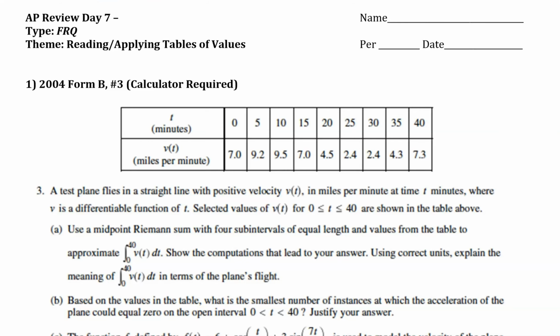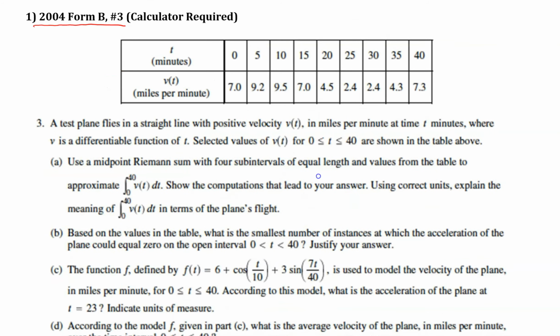Hi guys, welcome to our AP Review Day 7 practice session where we are going to be working with 4 different FRQs that all involve using a table of values where we have to be able to read them and apply them and use them to determine different things. And so in this video, I'm just going to walk you through the first one, 2004, Form B number 3, and then have you practice the remaining 3. So let's get to it.